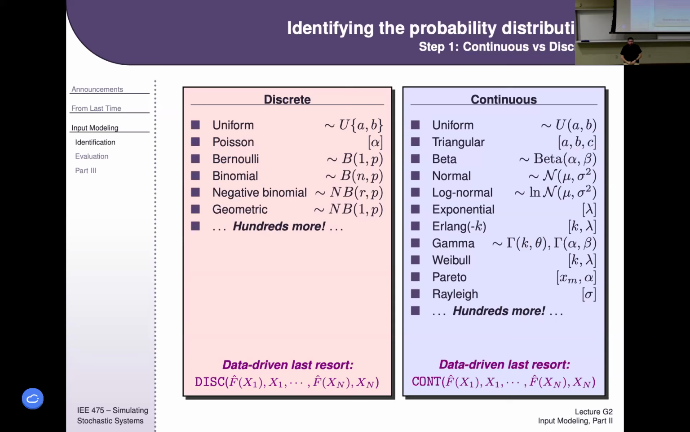Okay. So questions about any of that? About what I mean by empirical distributions down here, data-driven distributions?